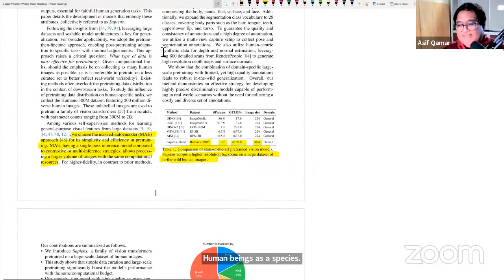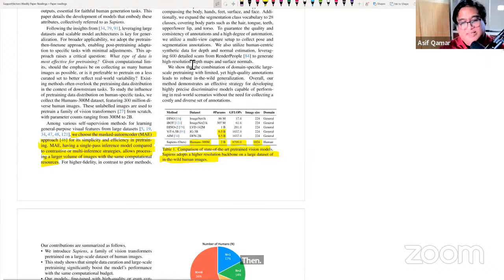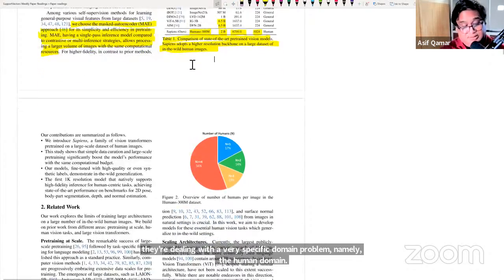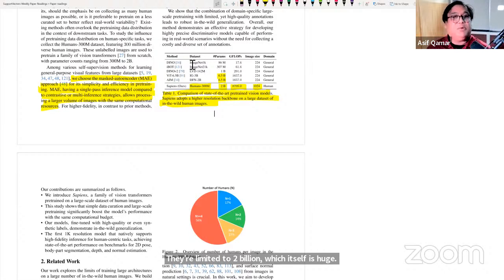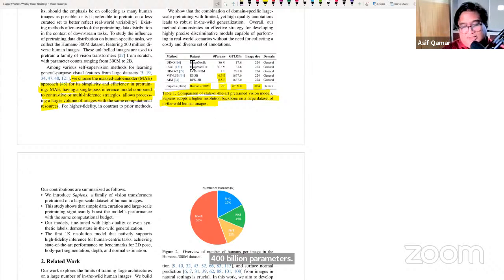So this is it. It should give you a sense, guys, look at this. People have created specific models. You notice that people have tried to scale ViT to sizes even bigger than Sapiens, but these people have gone only to 2 billion, because they're dealing with a very specific domain problem, namely the human domain. In vision models, if you think, vision models are usually not as big as NLP models, textual models. Textual models are bizarrely big these days: 400 billion parameters, trillion parameter models, either already being used in the frontier models or likely to be there soon. Vision models are usually a few orders of magnitude smaller. So 2 billion is actually extraordinarily big.